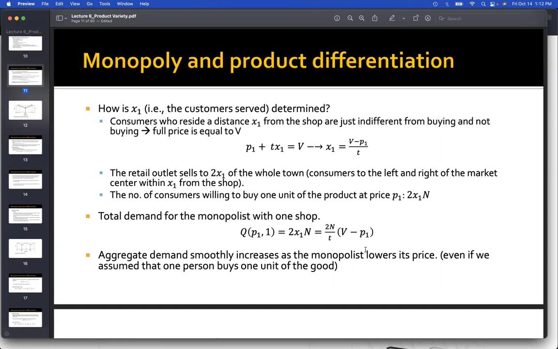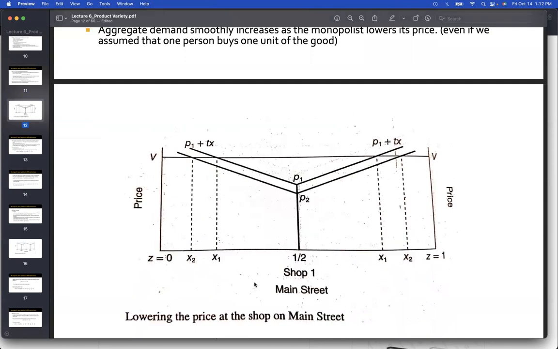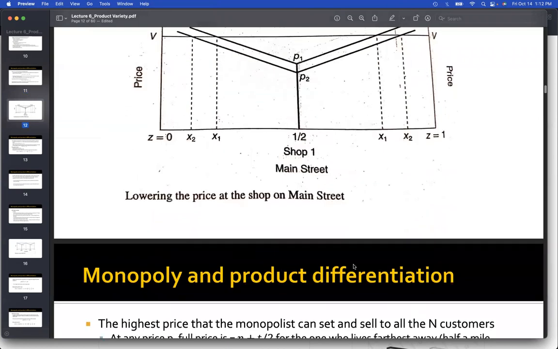Okay? In particular, if the price is like 0, he would never set it at 0 because he would not earn money. But if it were, then you're basically selling to everyone, well, everyone that's reaching the indifferent consumer. So it's 2NV over T. Okay. And as you can see, lowering the price will increase your demand here.